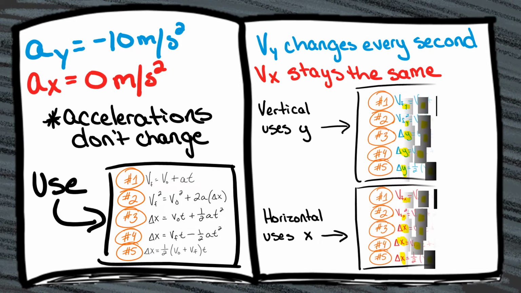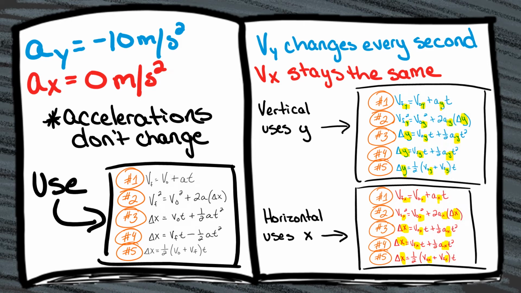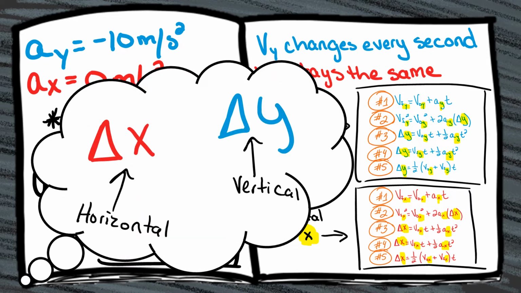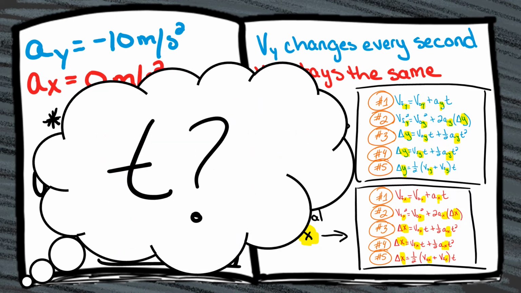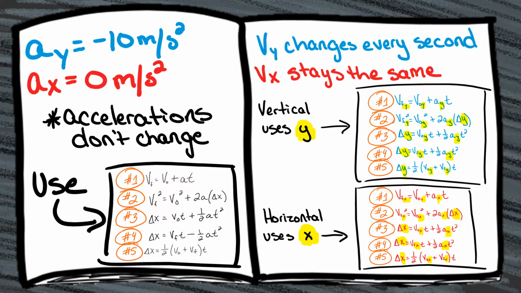Notice how the horizontal component equations simply have an x subscript to signify that you are working with horizontal motion components. Now, as for the vertical motion components, these equations now have a y subscript. You got it, Alex. Delta x and delta y are simply used to distinguish between horizontal and vertical displacement. Good question, Alex. Time is the only variable that is not broken down into components because it's not a vector, which means that time is the same for both vertical and horizontal components.